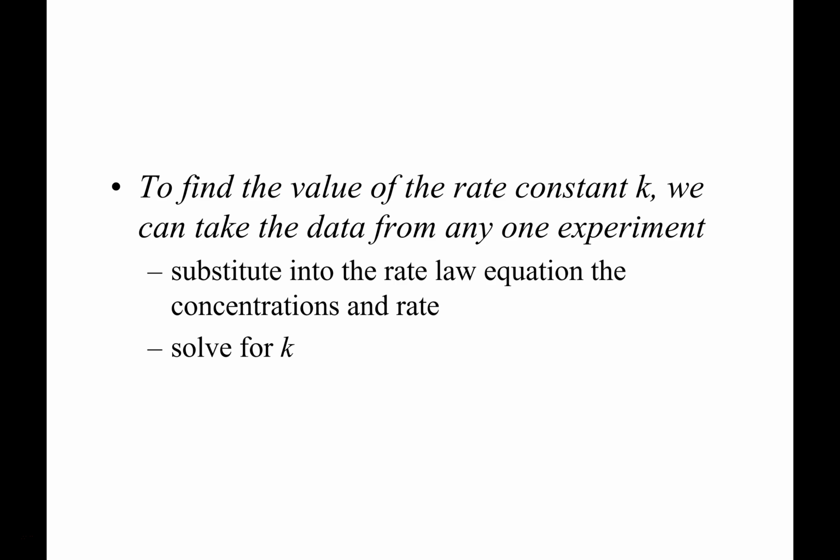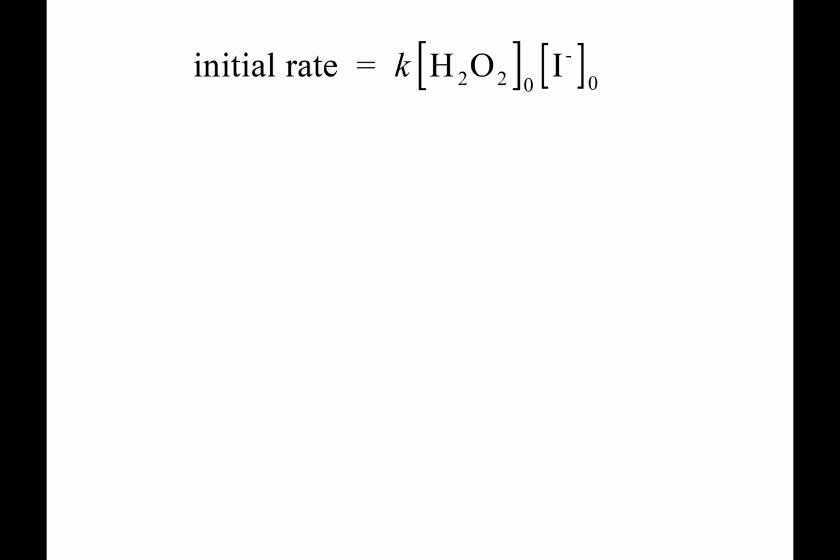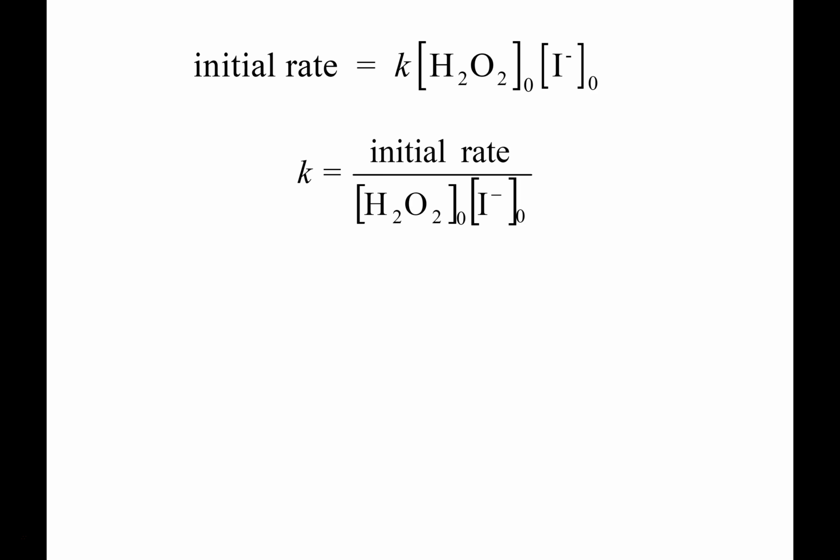So to find K, you get to pick your favorite trial, 1 of 4 trials, and now basically plug and chug. I chose the first one. If I want to rearrange my rate law expression, solving for K, it looks like this. K is equal to the initial rate divided by the molar concentration of the H2O2 raised to the first power, or nothing means raised to the first power. Also in the denominator is the molar concentration of the I minus raised to the first power.